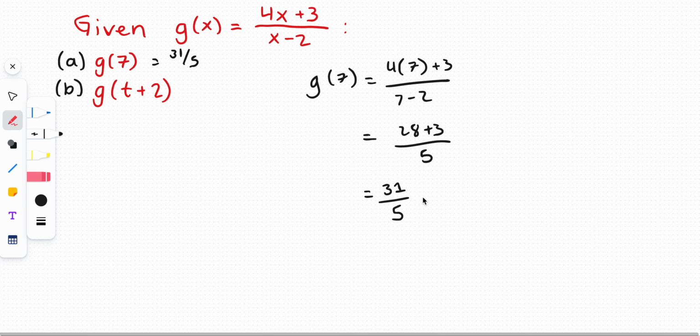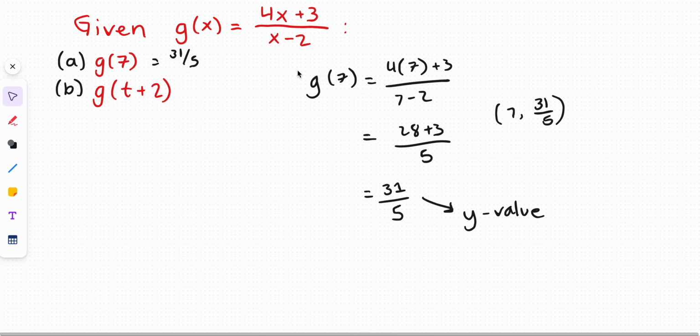And so remember, our answer is basically our y value, right? So this is just our y value. So if you wanted to, you could put this as a point. So our x value is 7, and our y value is 31 over 5. And you can always remember this because this is like the output value. This is the value you get once you put in a number. That number we're putting in is our x value, and the number we receive back is our y value.